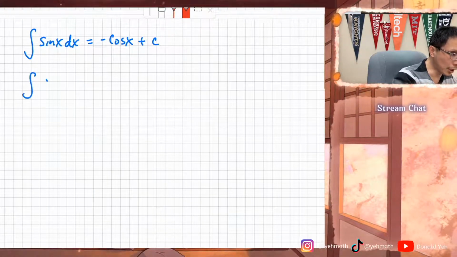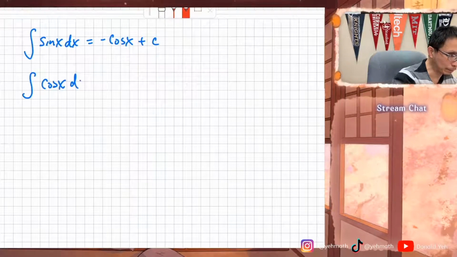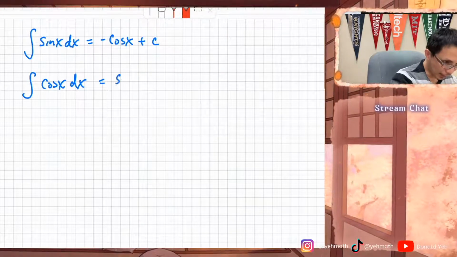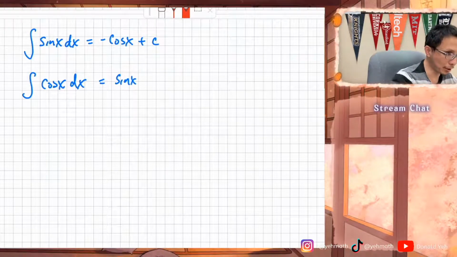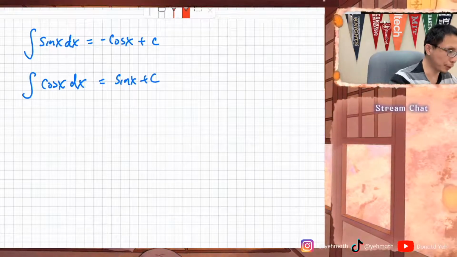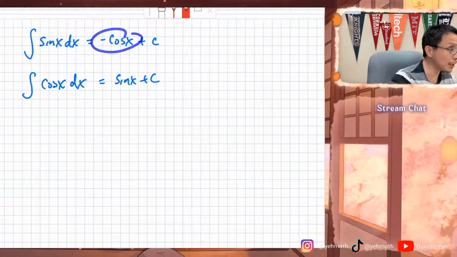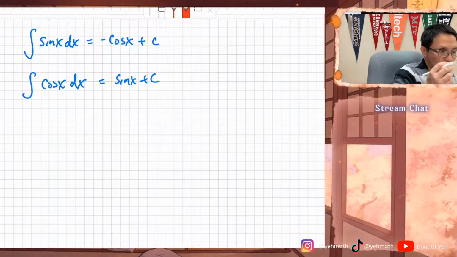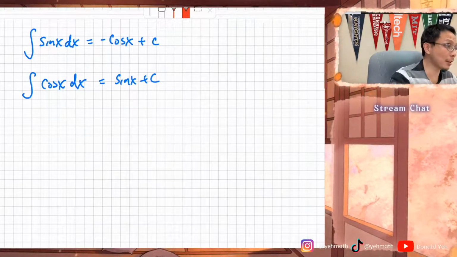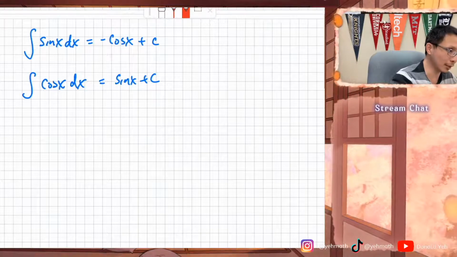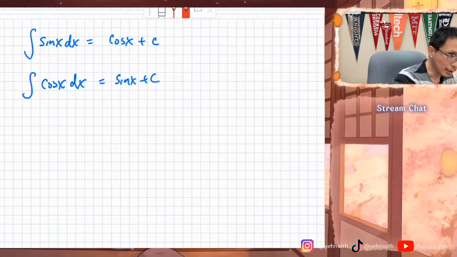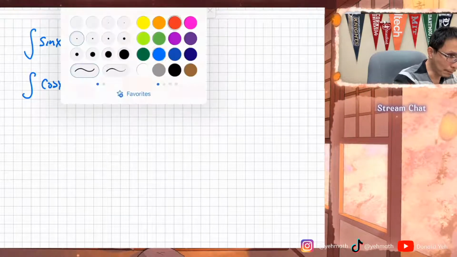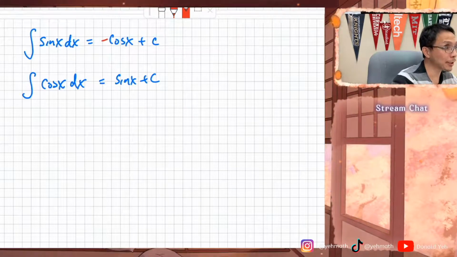So integration of cosine of x is what? Sine of x, because the derivative of sine of x is equal to cosine of x. And that's very, very easy. The tricky one is actually this one. I think a lot of people thought it is positive cosine of x because they know the derivative of sine of x is equal to positive cosine of x, and that's why they don't know that there's the negative sign. So that's the first part, understanding.